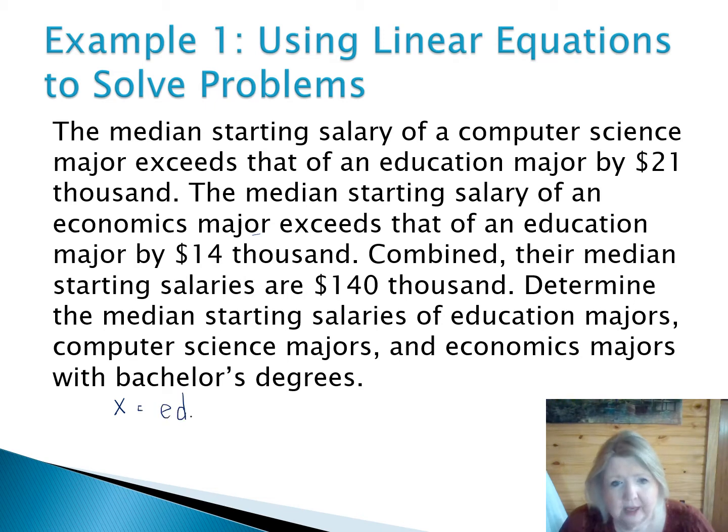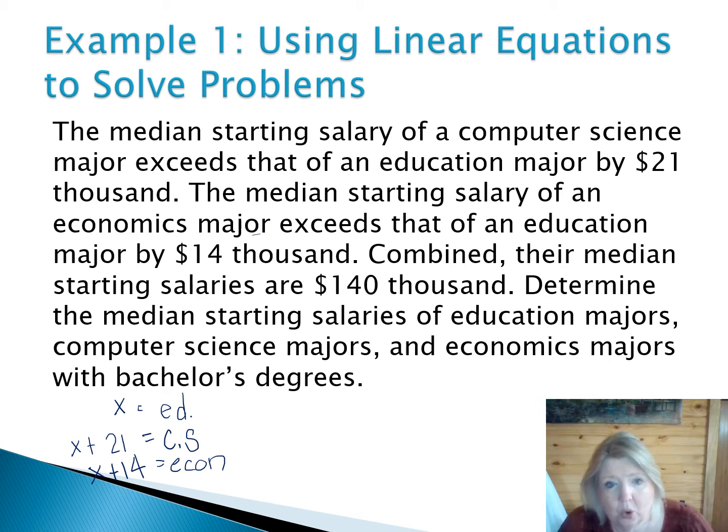Okay? Then look at that first sentence again. The median salary of the computer science guy exceeds that. That means he makes more than the education major by $21,000. So I'm going to say he makes x plus 21. Now I'm not going to write these in thousands. I'm going to remember that this is in thousands so that I can make my answer look right. And then I have the economics guy who exceeds the education major, so you have the education major plus 14,000.